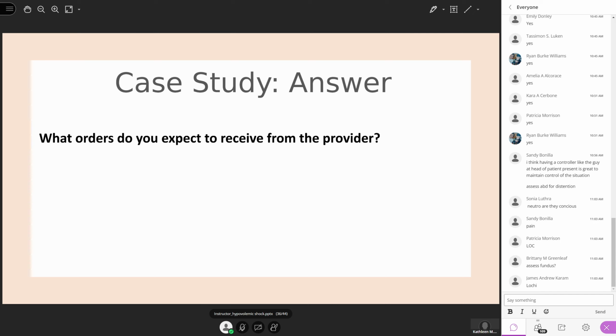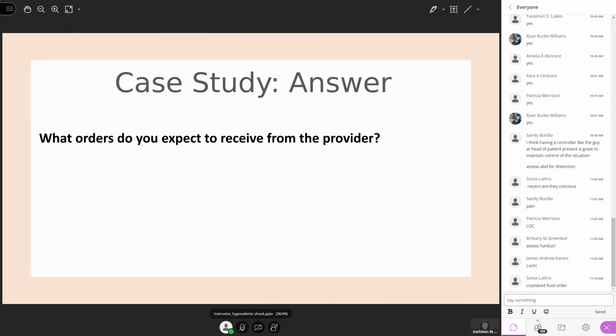Absolutely. So okay, what orders do you expect to receive from the provider based on this, Ryan? Well, probably a full set of diagnostic testing. Yep, absolutely. Hemoglobin, hematocrit, ABGs, blood cultures, cardiac enzymes, things like that. Yep.